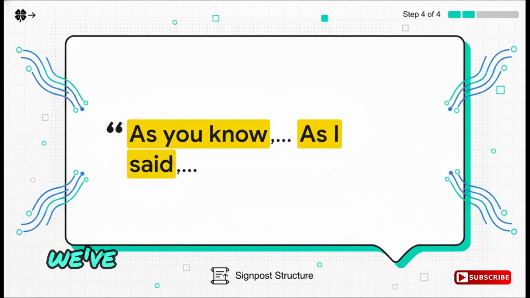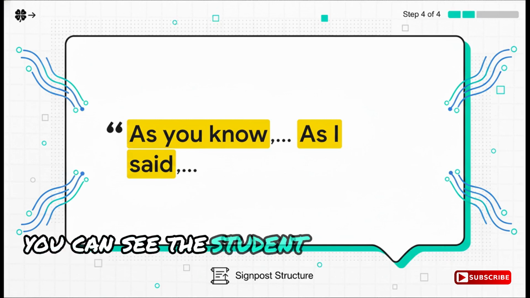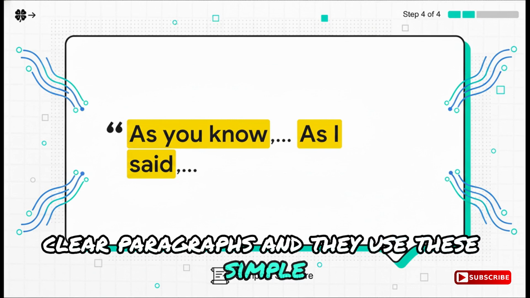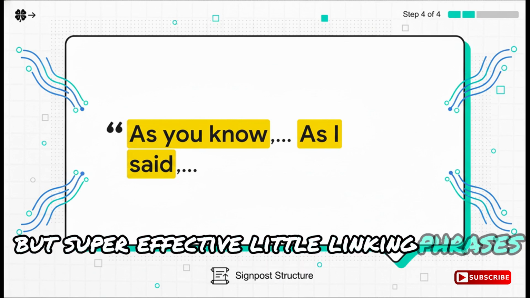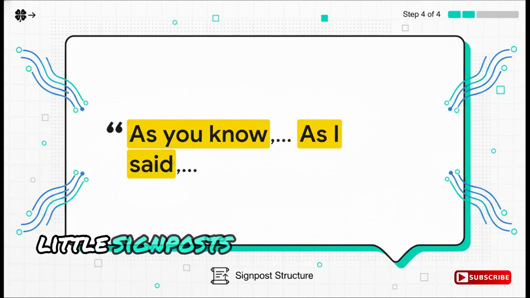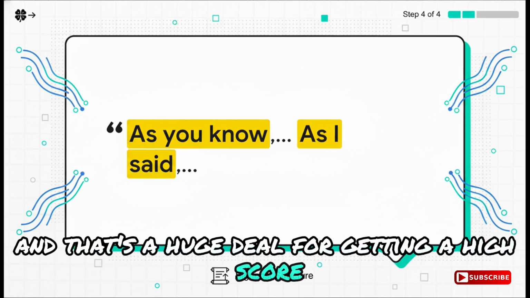And finally, we've got step 4, signpost structure. You can see the student organizes their ideas into nice, clear paragraphs. And they use these simple but super effective little linking phrases like, "as you know," and "as I said." These are like little signposts that make the email flow smoothly and make it effortless to read. And that's a huge deal for getting a high score.